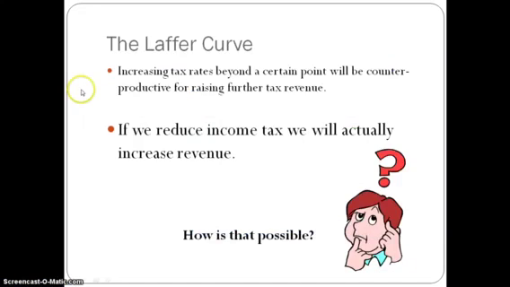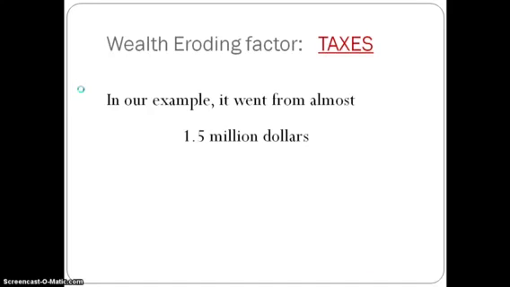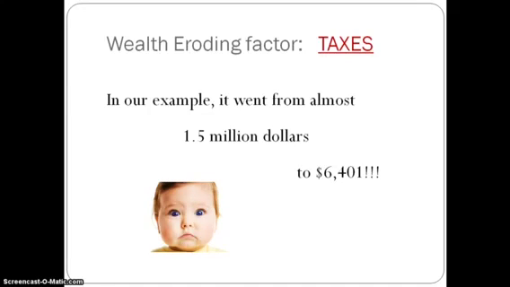But in this example, we talked about a wealth-eroding factor, which is taxes. And in our example, it went from almost $1.5 million to just $6,400. It would be one thing if somebody got it, but nobody got it. The way money works, it totally destroyed wealth because the money was not there in the accounts, so money could not be created. So what if you could create a system where you don't have to depend on the government's future decisions to see your money grow?